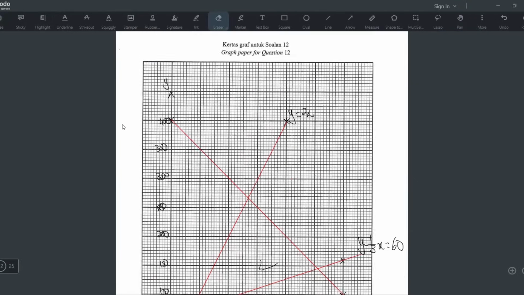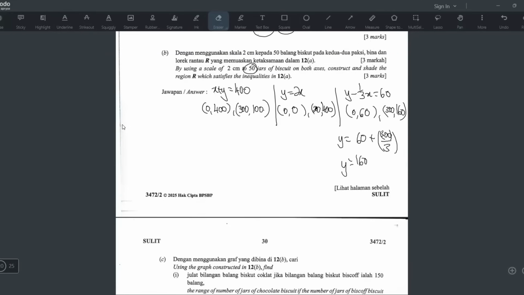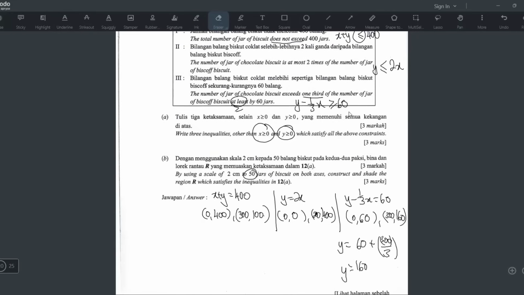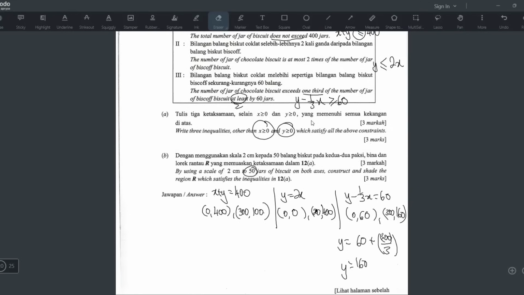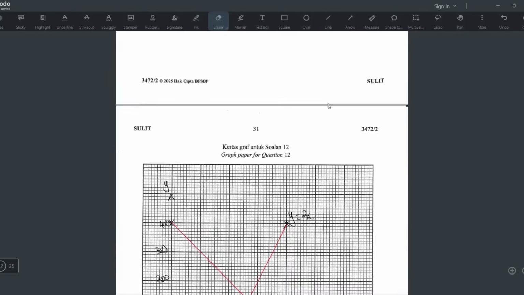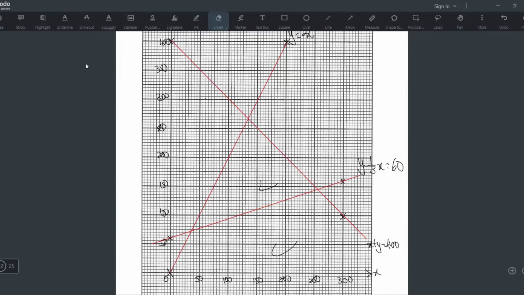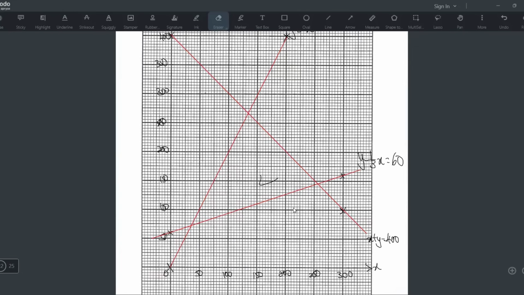So now for the last inequality, it's y minus 1 over 3x bigger than 60. So the y is already positive. Check the symbol. Boleh baca bigger. Bigger means we will take above this line. The region will be above the y minus 1 over 3x line. So the y minus 1 over 3x is this line right here. And we take atas. So we are left with this triangle lah.